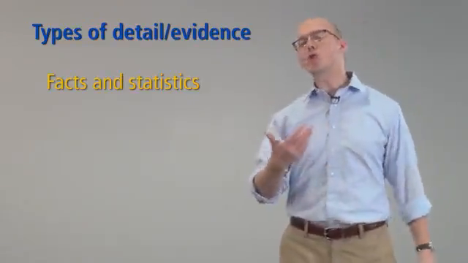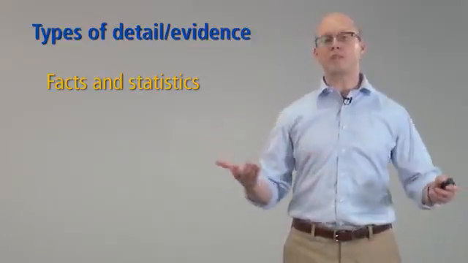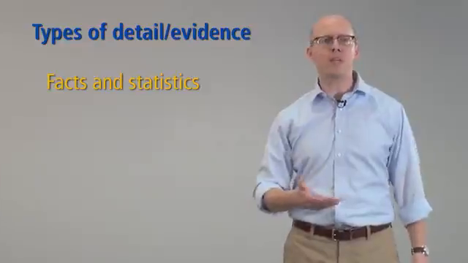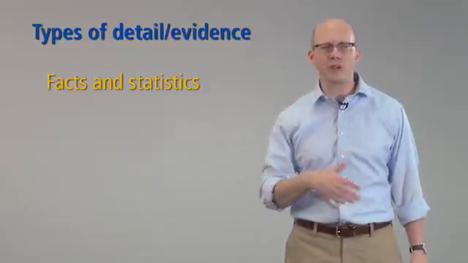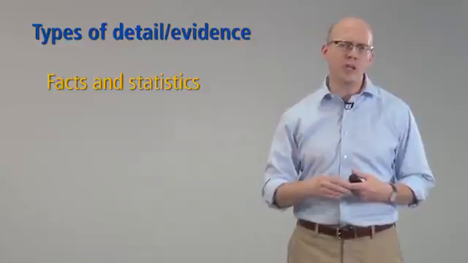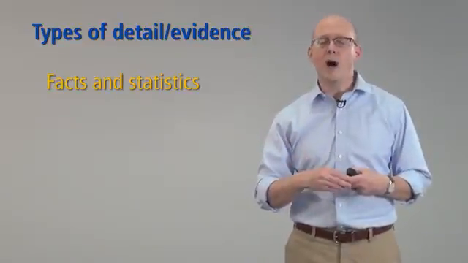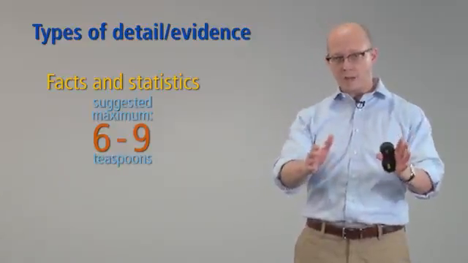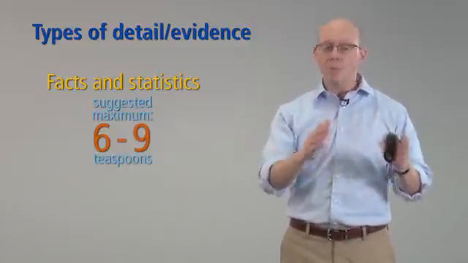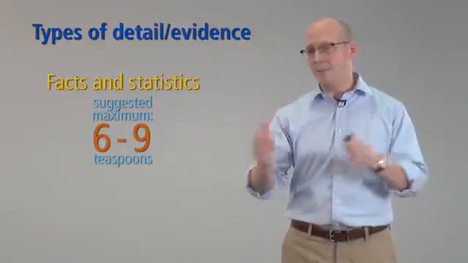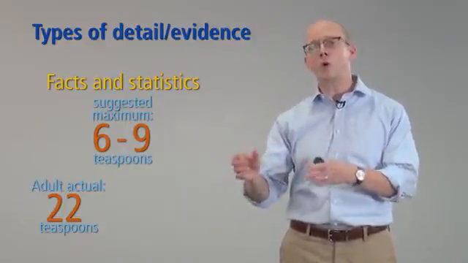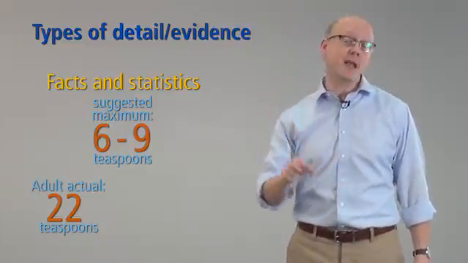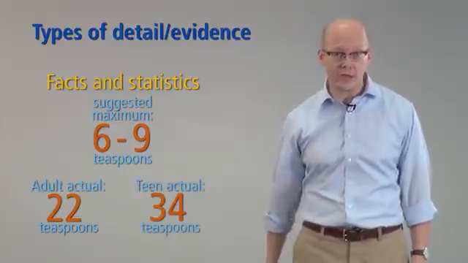If I was doing an informative speech on childhood obesity in the United States, a fact might be that the American Heart Association has reported that an average adult should consume a maximum of 6 to 9 teaspoons of sugar a day. That's the recommended amount. Don't go over that. Most Americans are having at least twice of that, about 22 teaspoons a day of sugar. And American teenagers are coming in at a whopping 34 teaspoons a day.